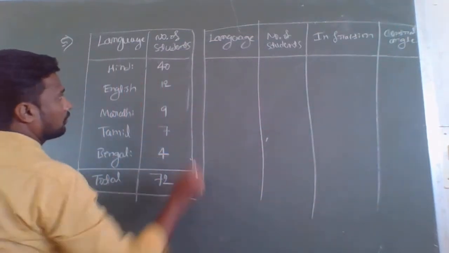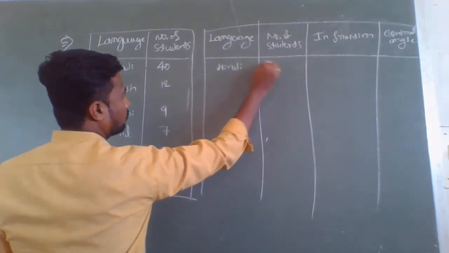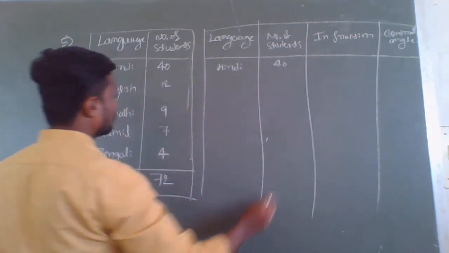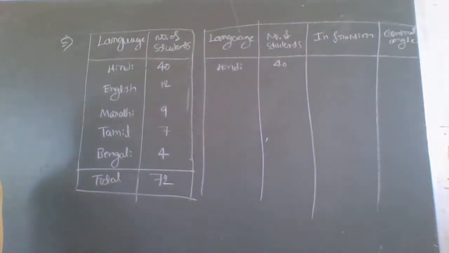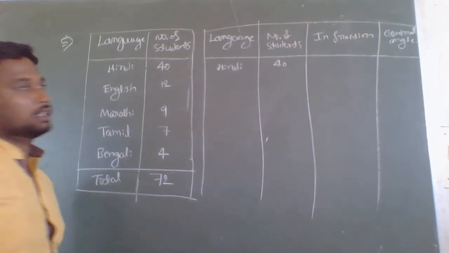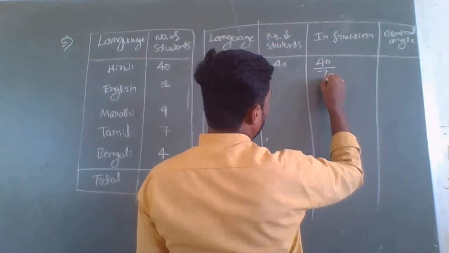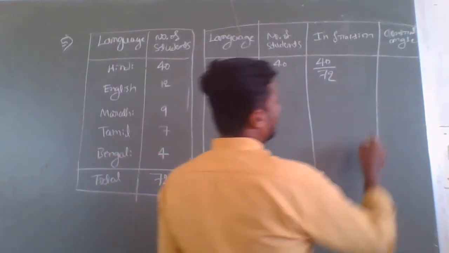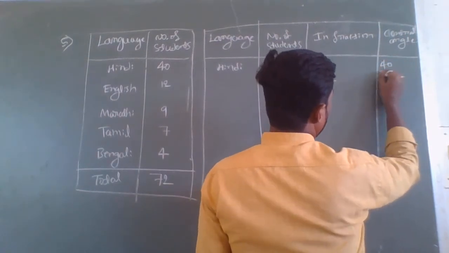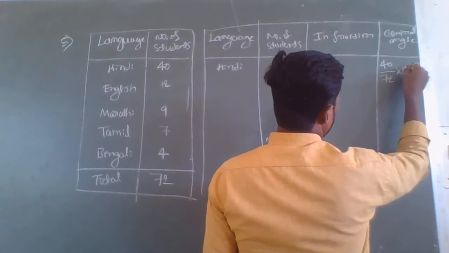So here, the first one is the Hindi language, spoken by 40 students. In fraction, that means 40 students out of a total of 72, so 40 by 72, 40 divided by 72. So the central angle is 40 by 72 into 360.